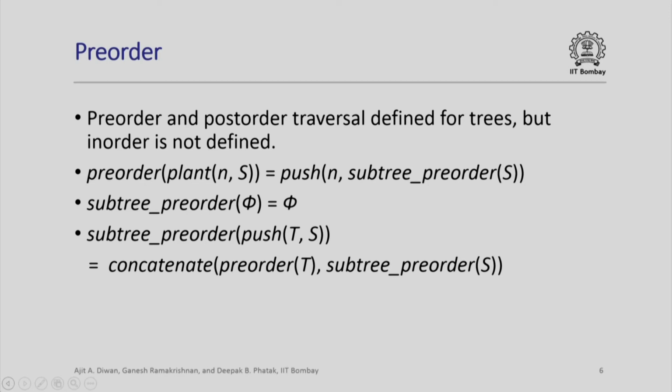So there are only two orders: pre-order, in which we place the root first, that is we push the root first, then the pre-order of all the subtrees; and post-order is the other way, we push the root at the end of the post-orders of all the subtrees. To define this, you need a new operation called subtree preorder, which takes a sequence of trees and visits each of the subtrees in preorder and concatenates their preorder traversals. Subtree preorder for a sequence of trees is defined by taking the preorder of the first subtree and then the subtree preorder of the remaining sequence and concatenating them.